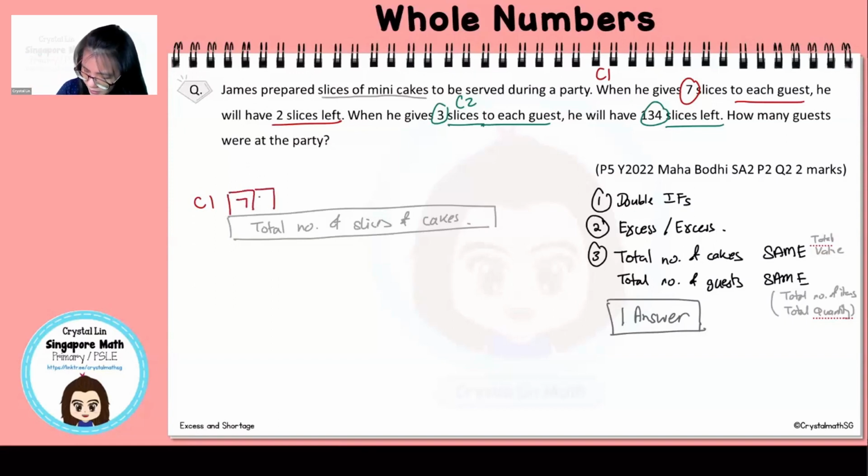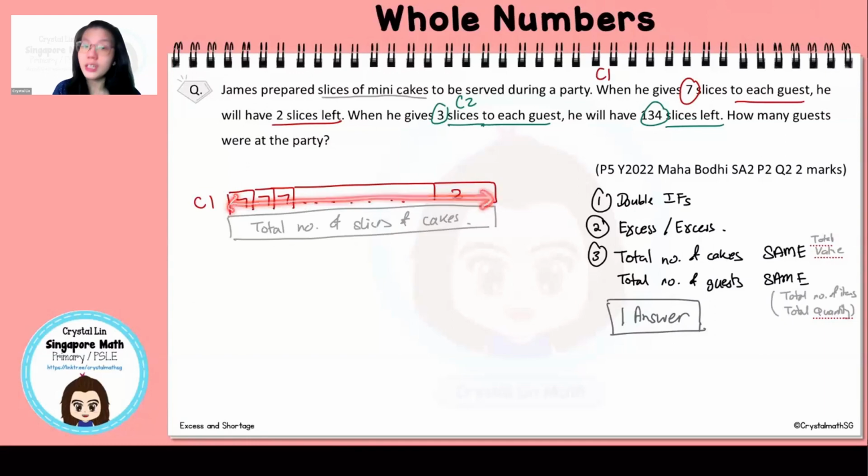7, 7, 7 slices of cake for each guest. Don't know how many guests, so we dot, dot, dot, dot. And we're left with 2 slices of cake. So by drawing this model from here to here, adding all the 7s I have for each guest, plus the leftover 2 will give me the total number of slices of cake.